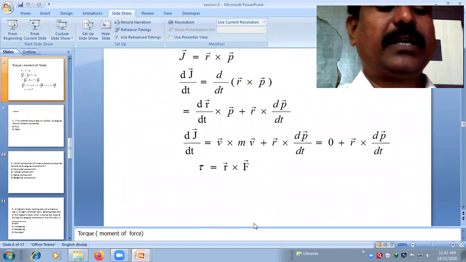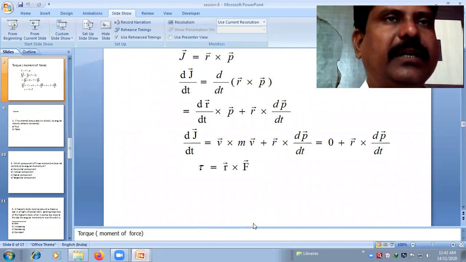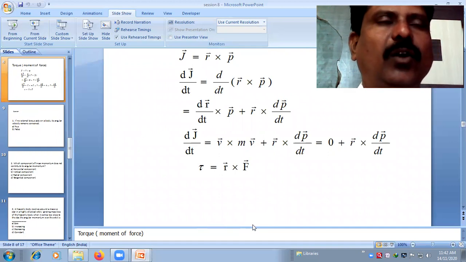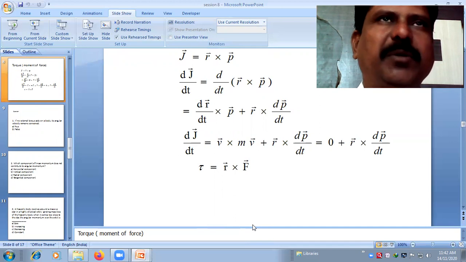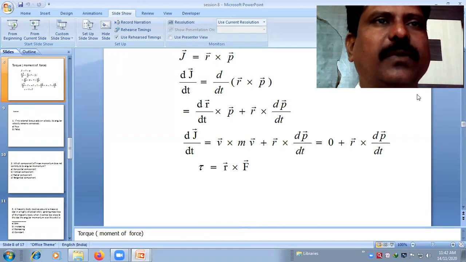This is a little bit regarding angular momentum and torque. In these sessions, we have discussed conservation of linear momentum in the case of variable mass, that is in a rocket, for which we derived the velocity of the rocket. Then we discussed a little bit regarding the multi-stage rocket, angular momentum, and torque. Okay, thank you.